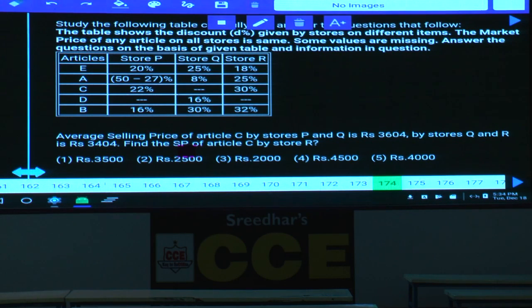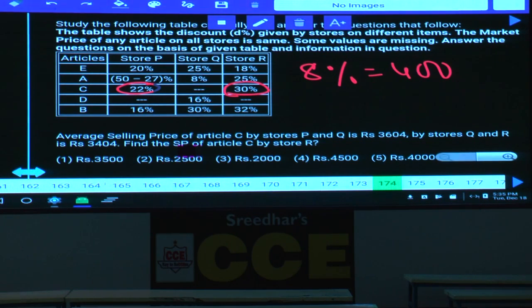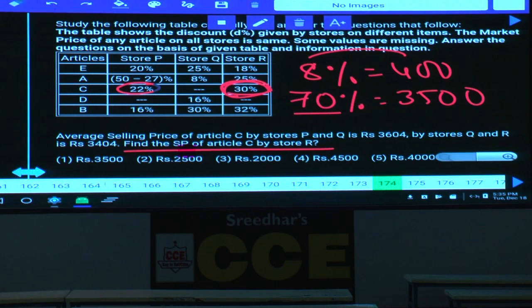Now item C. P is giving what percent discount? 22%. R is giving what percent discount? 30%. Difference is then 8%. So can I say 8% is equal to 400? Yes. Difference in selling prices or difference in discounts, both will be the same, right? So 8% is equal to 400, but you are asked to calculate the selling price of R. If R is giving 30% discount, it sells at 70%. 8 times 5 is 40, then a 0. 70 is 350 and then a 0. 3500, first option.